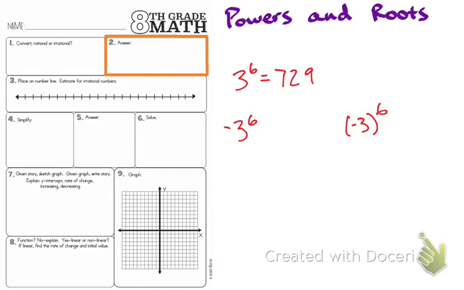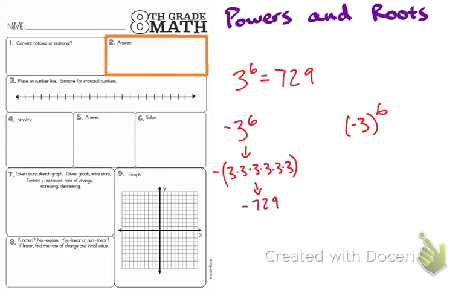Now we know that 3 to the 6th power is 729, and I'm going to use that information to help me figure out the two problems that I have down below. So my first problem, according to order of operations, tells me that I must do my exponents first. That means that I am going to do 3 to the 6th power first. So I'm going to do all of that. We know the answer to that already is 729. Then I am going to make that a negative number based on my order of operations.